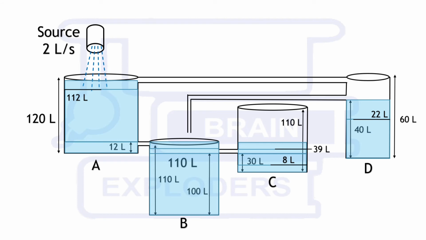Now, water will start flowing from tank D to tank B, half of which will contribute to fill tank C. Therefore, remaining 1 liters of tank B will be filled at a rate of 1 liters per second. Let us write this data in a systematic way.